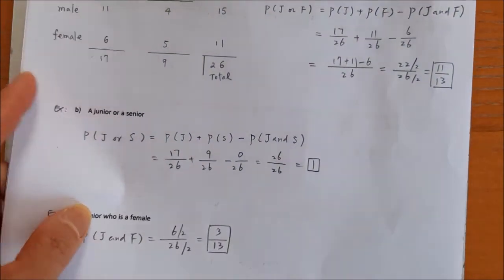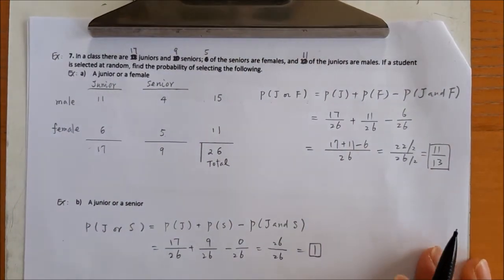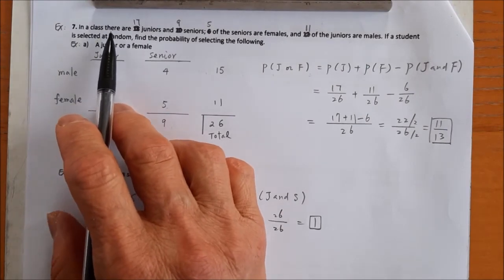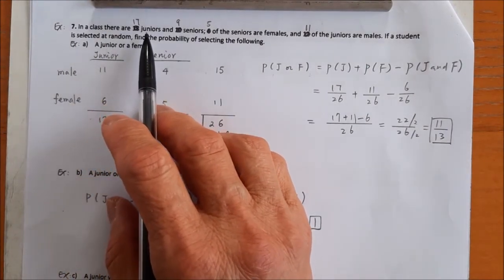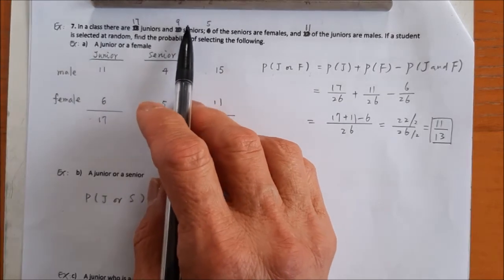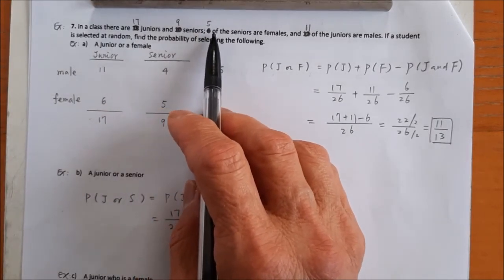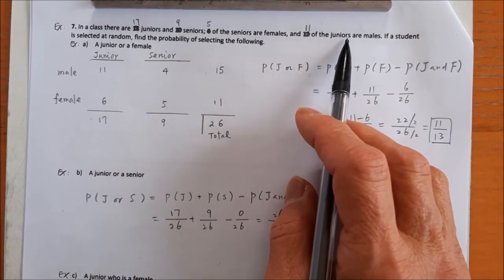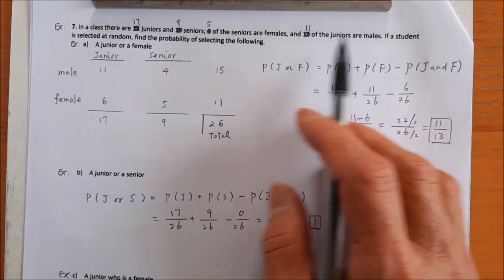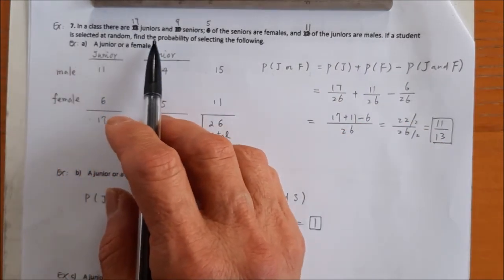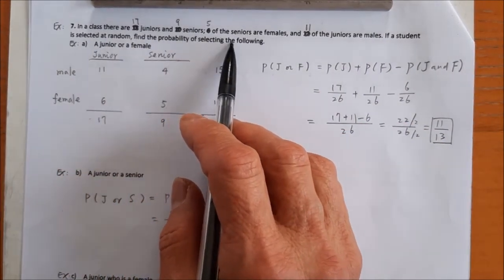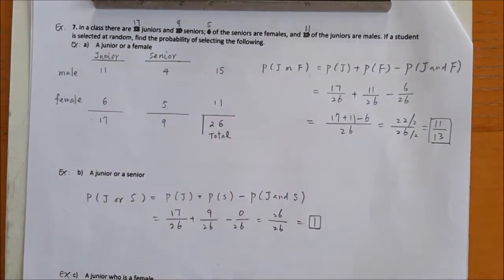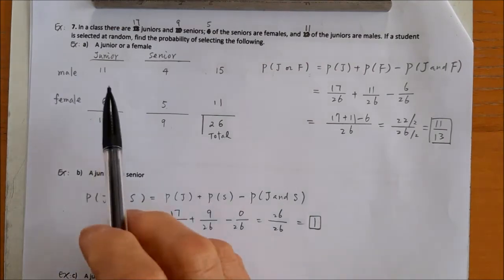Question 7. In a class, there are 17 juniors and 9 seniors. 5 of the seniors are female and 11 of the juniors are male. If a student is selected at random, find the probability of selecting the following. A, a junior or a female. So first of all, we have to create this table.